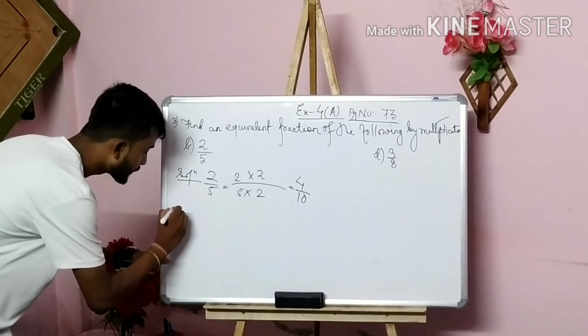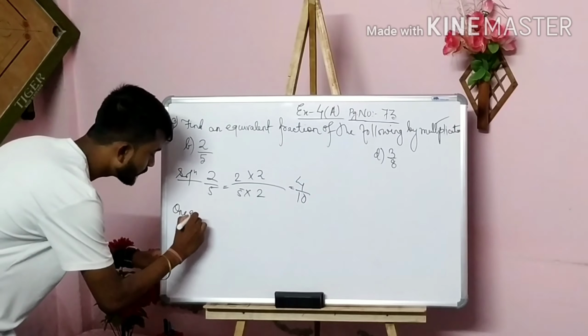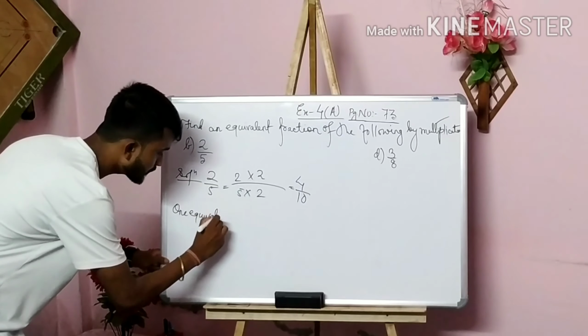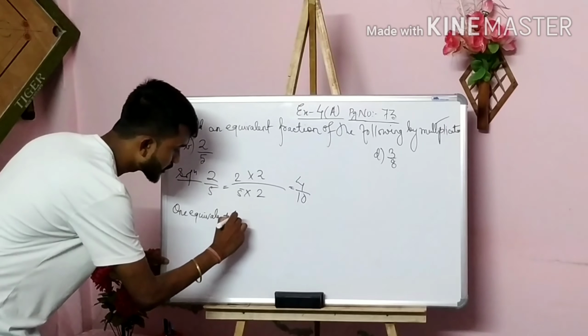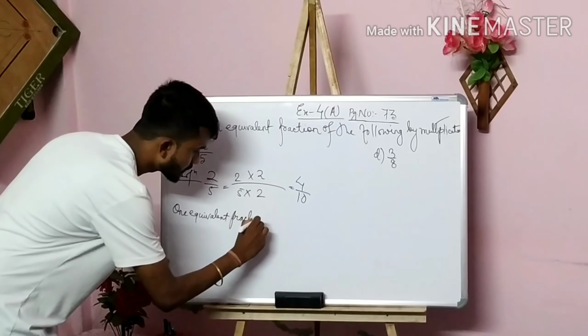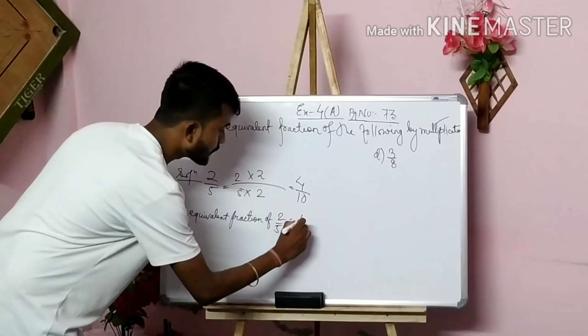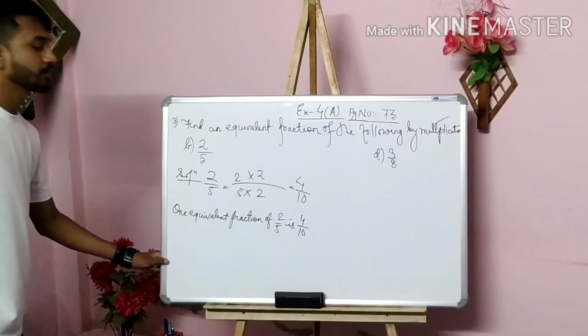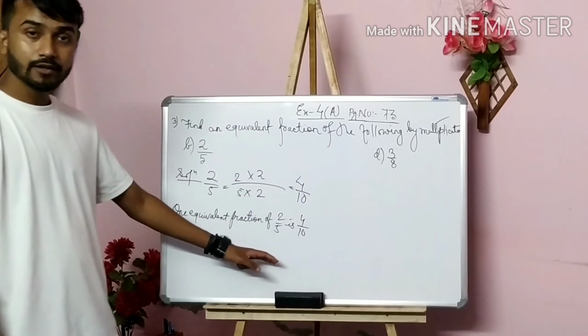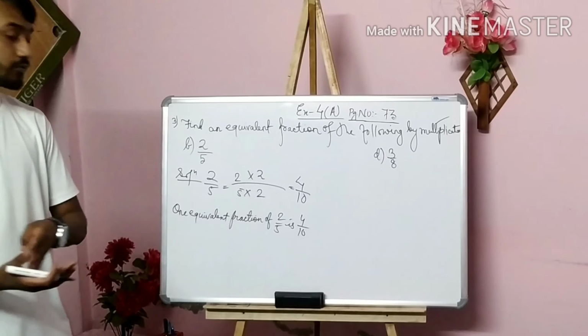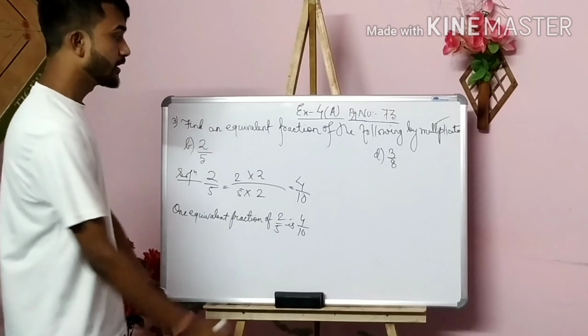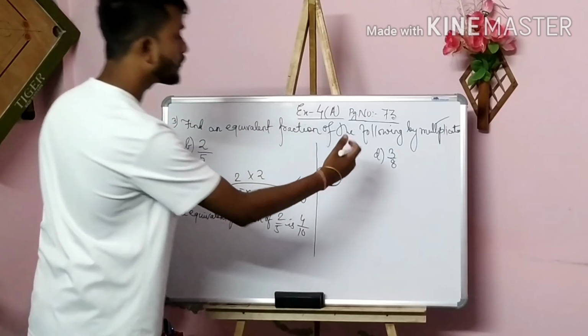So therefore, one equivalent fraction of 2 by 5 is 4 by 10. Is it clear? If you have a doubt, you can ask me. Okay, now I am writing one more question about it.